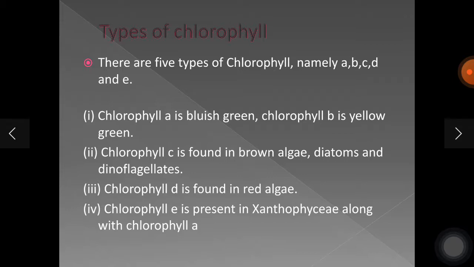There are different types of chlorophyll: A, B, C, D, and E. Basically, we usually discuss A and B, but chlorophyll C is found in brown algae, diatoms, dinoflagellates. Chlorophyll D is found in red algae, and chlorophyll E is present in xanthophyceae, with chlorophyll A as accessory pigment. Chlorophyll A is bluish green, while chlorophyll B is yellow in color.